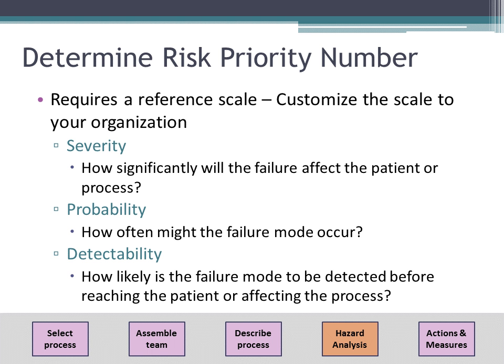Please feel free to use these scales in your own work, but be mindful that there are other scales you could use. Some have 1 through 10 numbers with different levels of severity, probability, and detectability listed out. Others are 1, 3, 5, 7 scales. Just remember, you can customize the scale so that it works best for your organization. It's just very important that you do follow a reference scale.